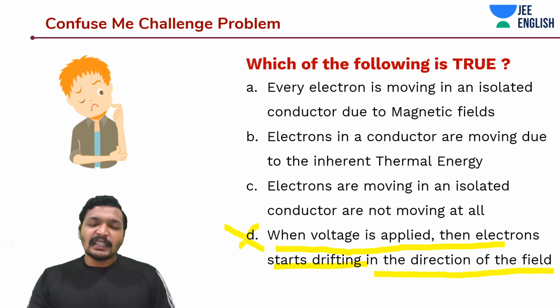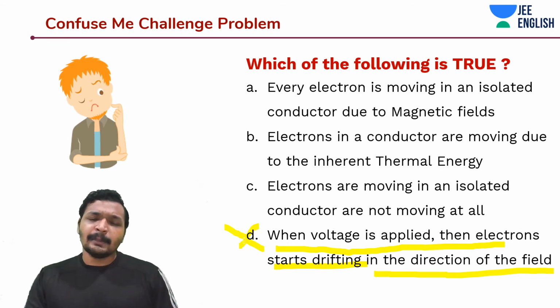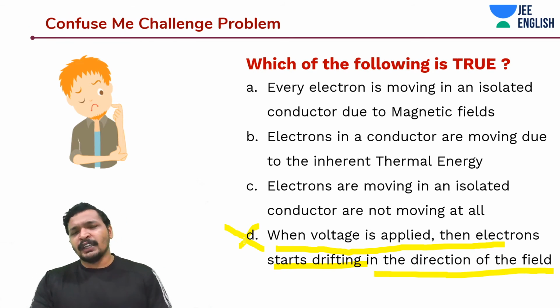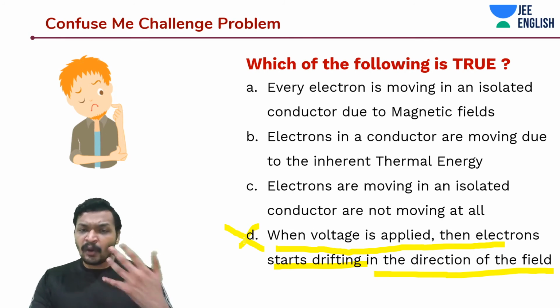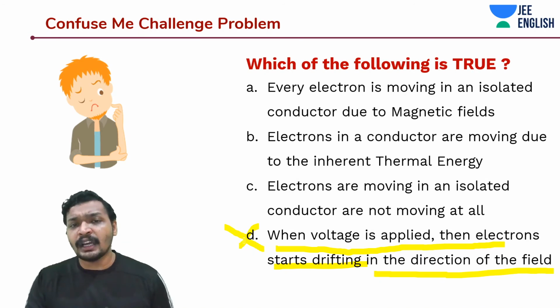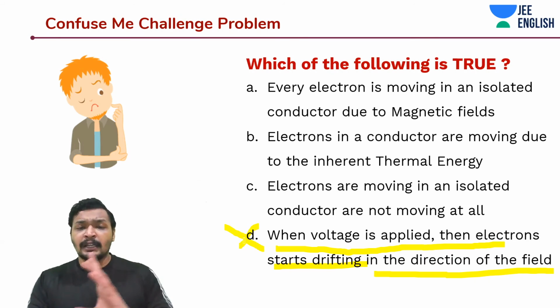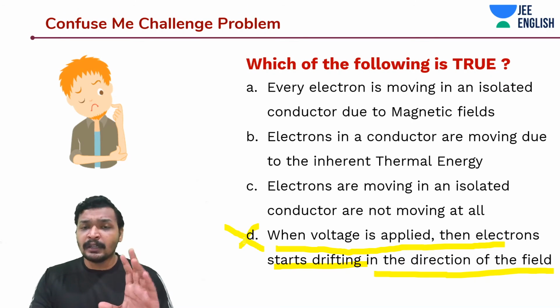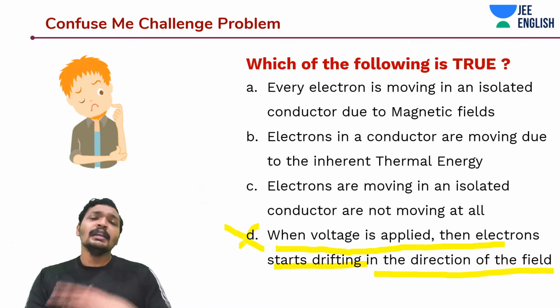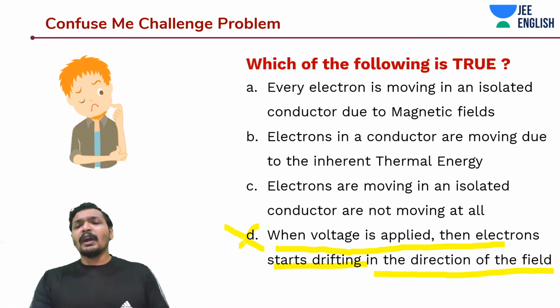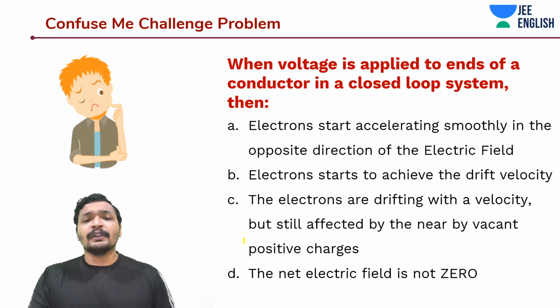Okay guys, this must have made your concept pretty clear by now. You must be clear about the inherent thermal velocity, what is current density, what is current, how do we derive the current for a varying current density, how do we derive a current for a given geometrical shape, given the current density, and what is drift velocity. But now we'll work a little bit around drift velocity, but before that we'll have a look at another problem.